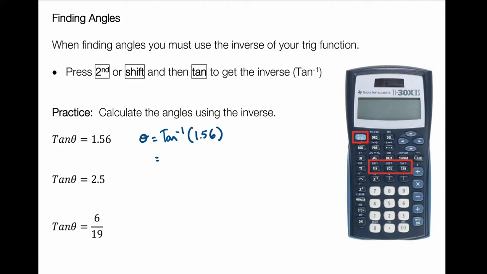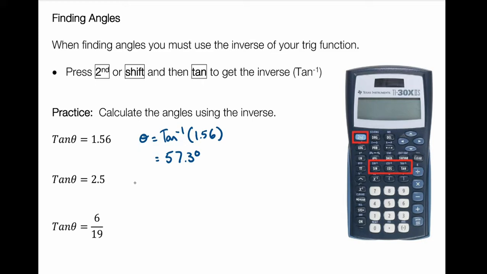And so on our calculators, we calculate this, and we should get 57.3 degrees. Again, make sure that when you're doing this, you're hitting second function and tan to get the tan -1. You're not doing tan to the power of -1. You're not trying to create this on your own. You're using the button, the tan -1 button.